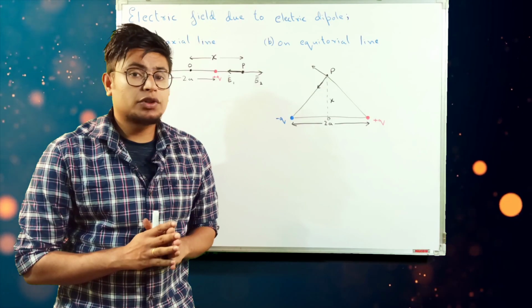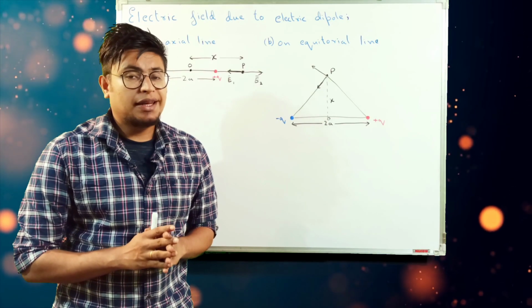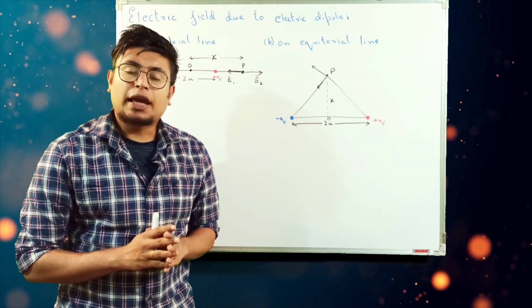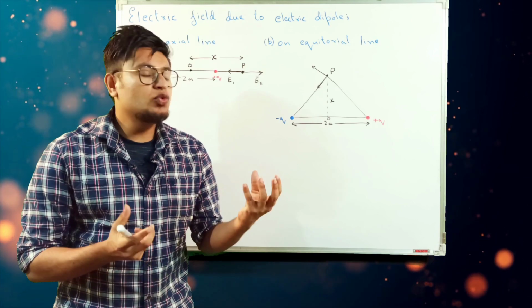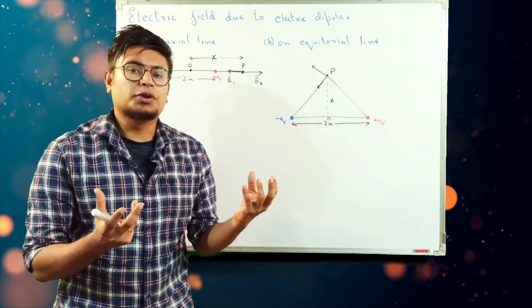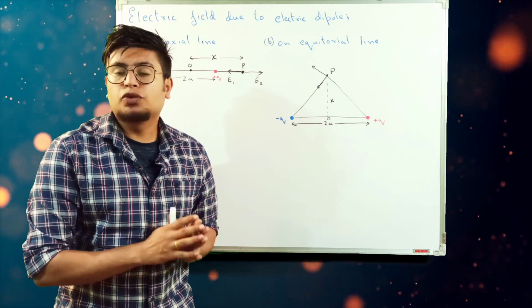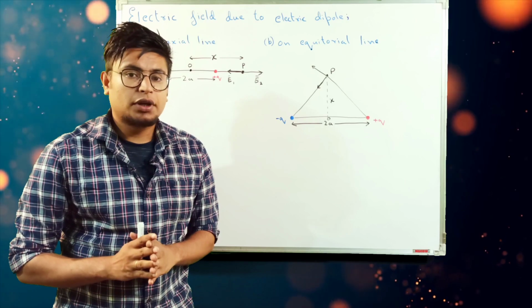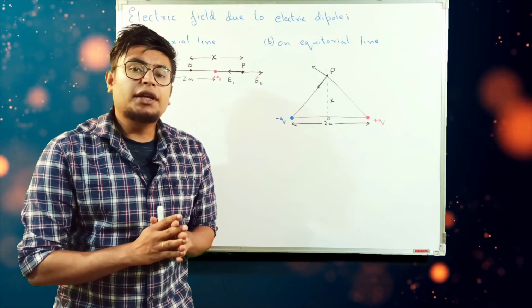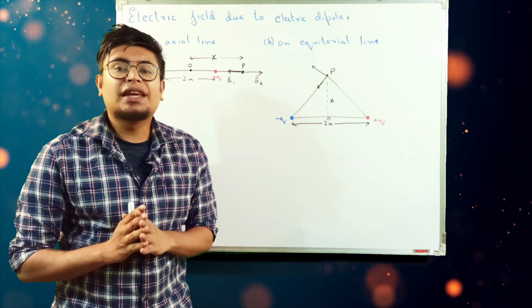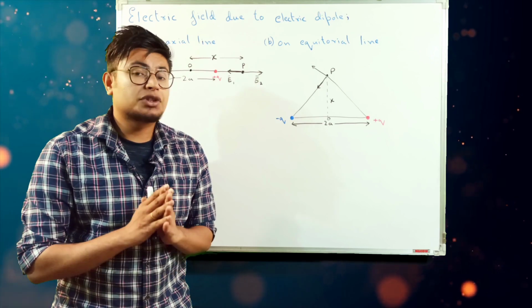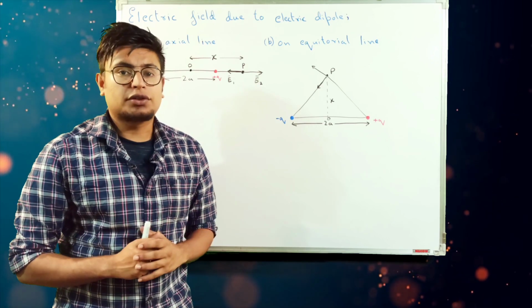Previously, I had discussed with you the electric dipole. An electric dipole is a type of system where we have two charges, equal and opposite. And I also told you regarding the strength of the dipole, which was the electric dipole moment, given by p equals 2aq, where 2a was the distance between the two charges.